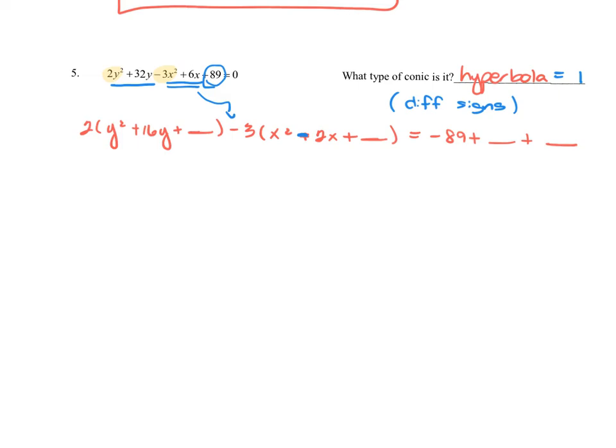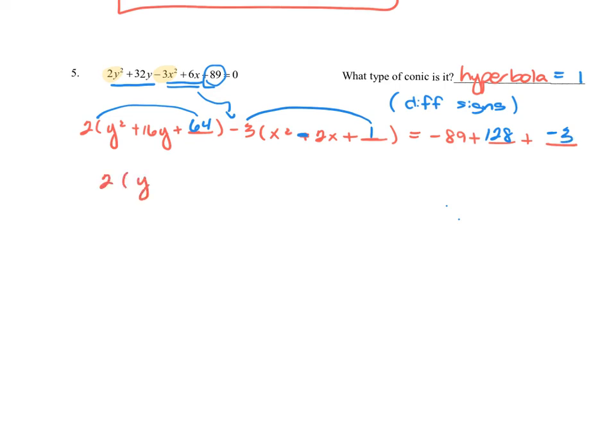So let's start completing the square. 16 over 2 squared gives us a 64 inside the parenthesis. 64 times the 2 to balance the equation is going to give us a 128. Negative 2 divided by 2 squared is going to give us a 1 in the blank. Balance the equation. Careful, it's multiplied by a negative this time, so this is going to be a negative 3.